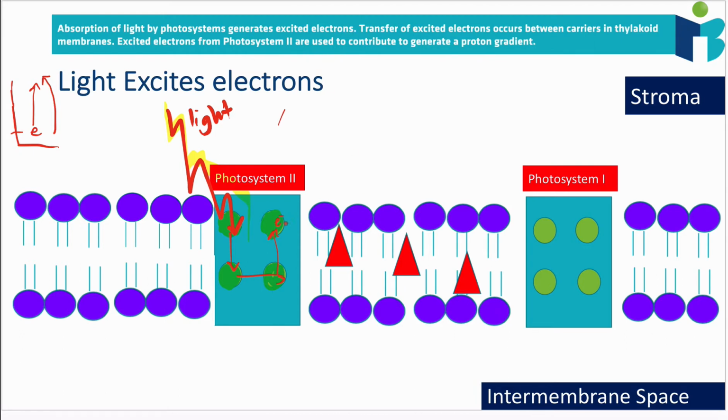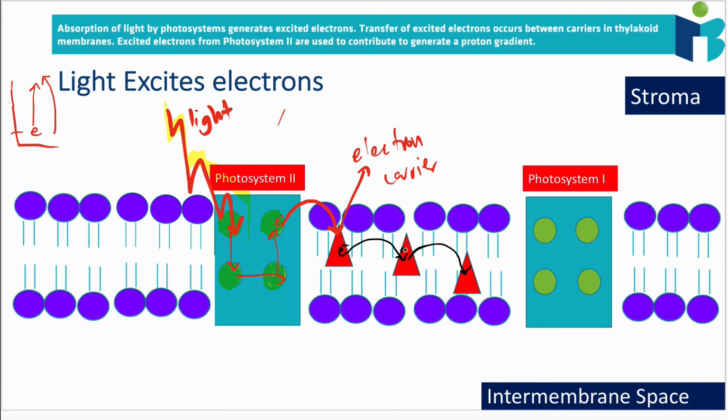These electrons are then going to pass onto what we call an electron carrier, because they're excited. An electron carrier is just something that, as it says in the name, can carry electrons. And from here, the electrons are going to get passed down an electron transport chain. They're going to get passed from one electron carrier to the next electron carrier.